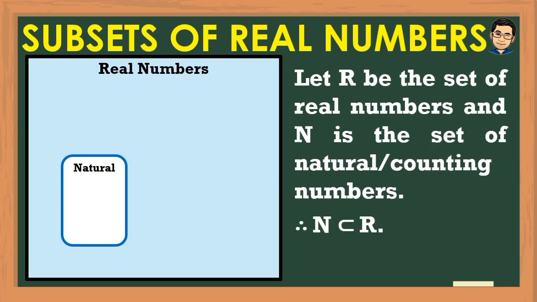Okay, so yung una nating subset for real numbers is natural numbers or counting numbers. So let R be the set of real numbers and N is the set of natural or counting numbers. Therefore, N is a subset of R. Okay, so yung R dito magsisilbi siyang universal set na kung saan lahat ng uri ng mga numbers, real numbers, ay nasa kanya. Okay. So, ibig sabihin, N or natural numbers are subsets of R. Okay?